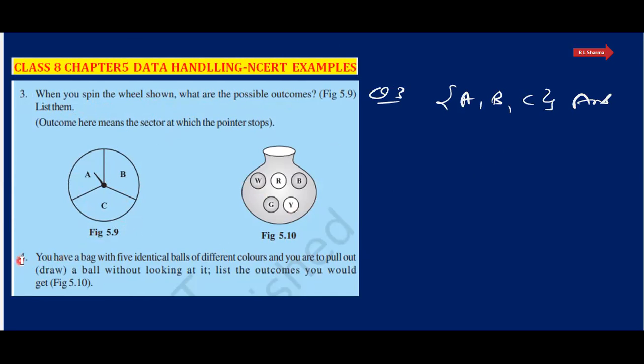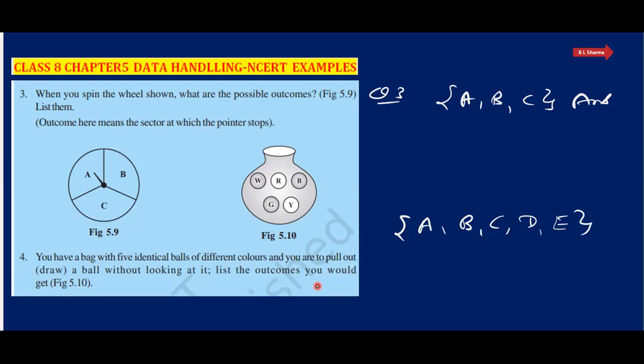And for question number 4, you have a bag with 5 identical balls. Identical balls means एक जैसी ball of different color, and you are to pull out a ball without looking at it. आपके पास 5 different color की ball है, और उसमें से एक आप लेना चाहते हो. List the outcomes you would get. Now outcomes can be the color A, the color B, the color C, the color D, and the color E.